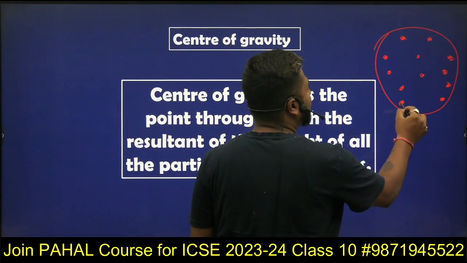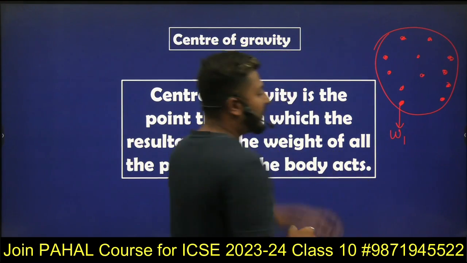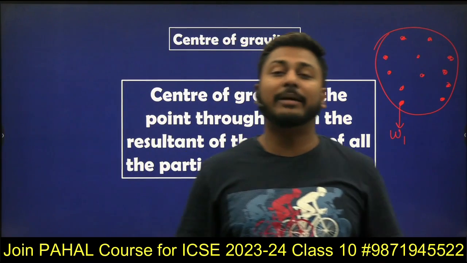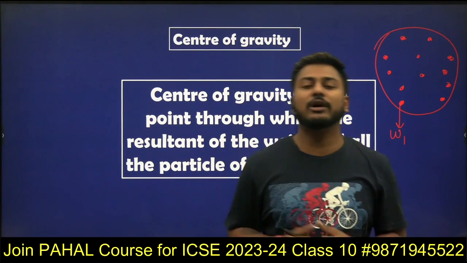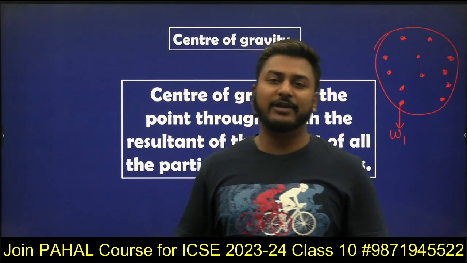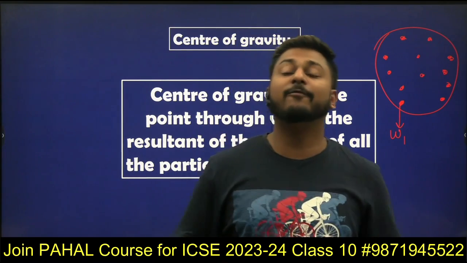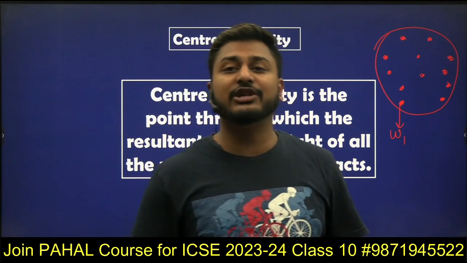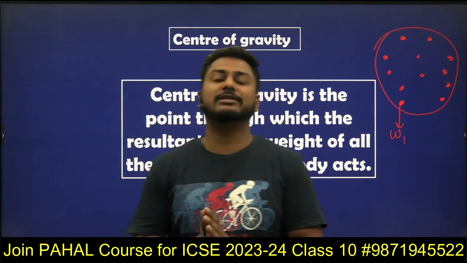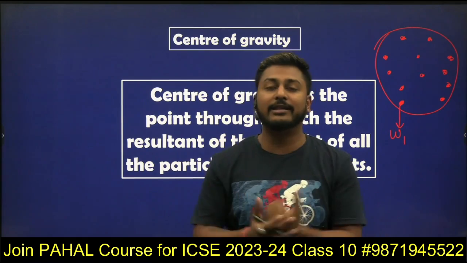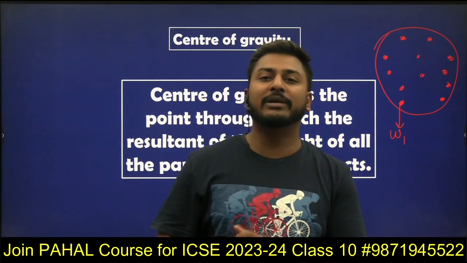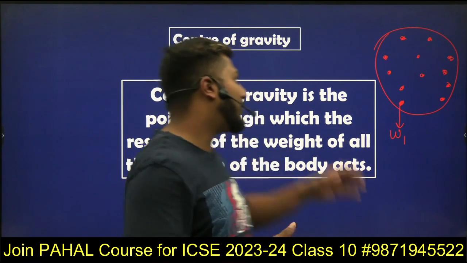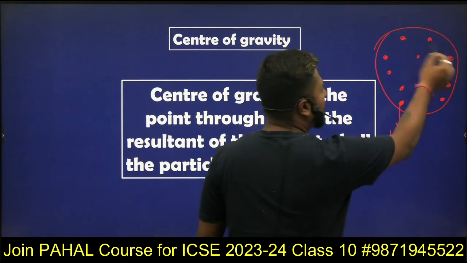So let's say this particle has weight W1 which is directed towards the earth. See, आपको पता है कि जो हमारा ग्रेविटेशन होता है वो सब चीज को, earth is attracting each and everything towards itself. So there is a force of attraction. This force of attraction is exerted on all the objects on the entire earth. जितने भी objects हैं हमारे अर्थ के ऊपर, सबको attract कर रही है अर्थ towards the center of the earth, right? Now let's say this is an object. It is made up of various particles.